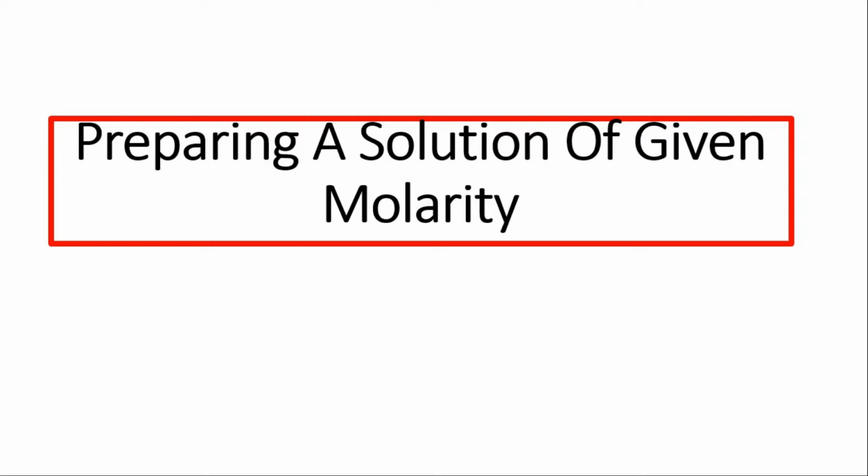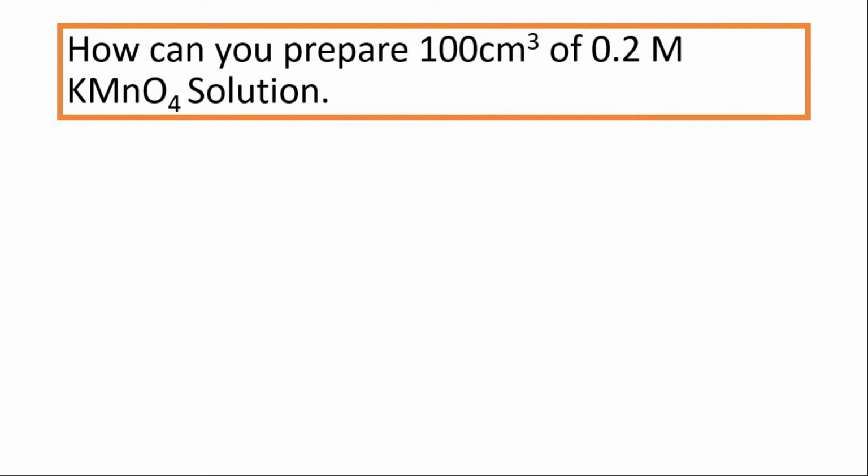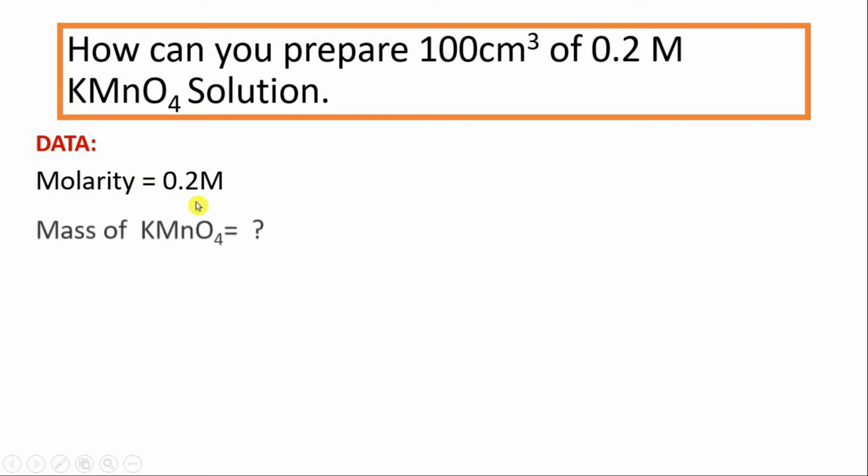आज हम डिस्कस करेंगे प्रिपेयरिंग अ सॉल्यूशन ऑफ गिवन मोलैरिटी। सो लेट्स स्टार्ट। How can you prepare 100 cm cube of 0.2 molar KMnO4 solution? Let's see. Data. Molarity. Our desired molarity is 0.2 molar and the mass of KMnO4 we don't know. How much mass of KMnO4 is required to prepare the solution of 0.2 molarity?